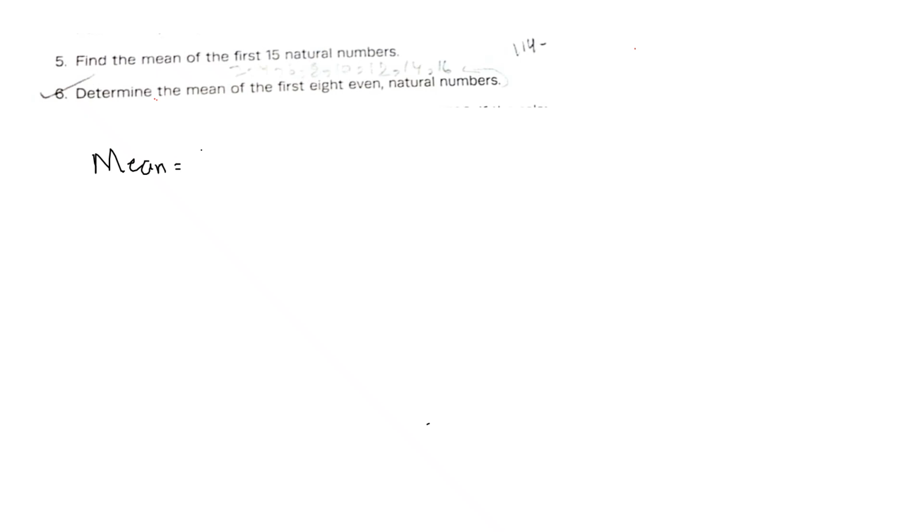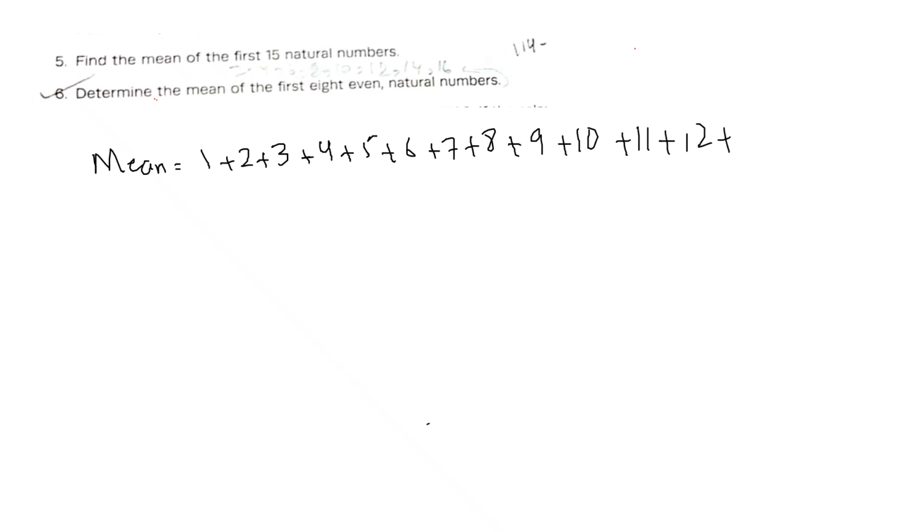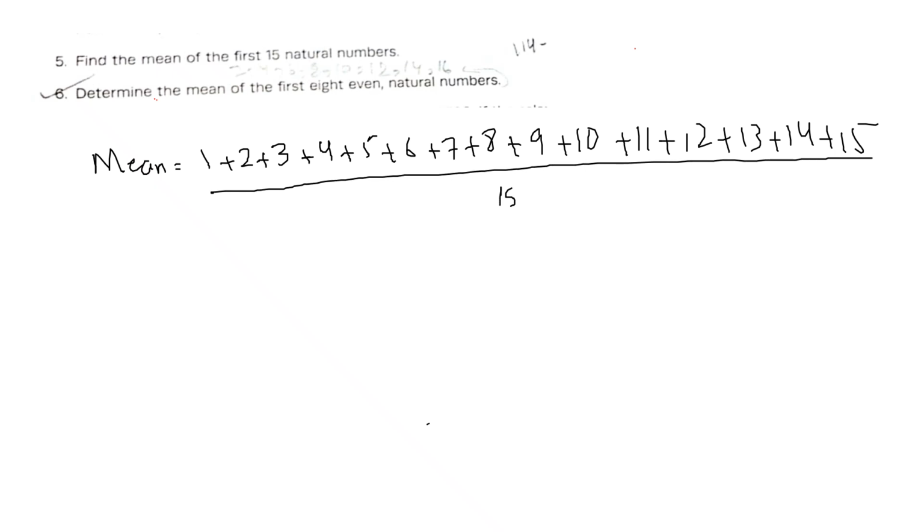add the first natural numbers, that is 1, 2, 3, 4, 5, 6, 7, 8, 9, 10, 11, 12, 13, 14, and 15. And I will divide it by 15. Of course, there are 15 values. So when I add these numbers, I will get 120, and then in the denominator I have 15. When I divide these two, I will get 8. So 8 is the mean.